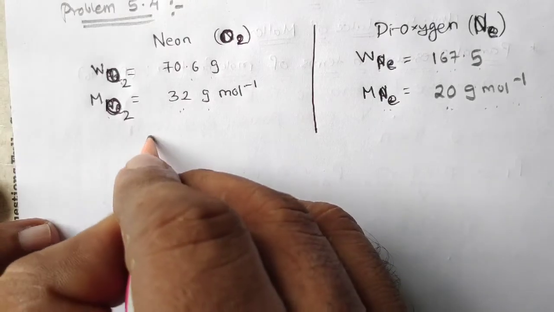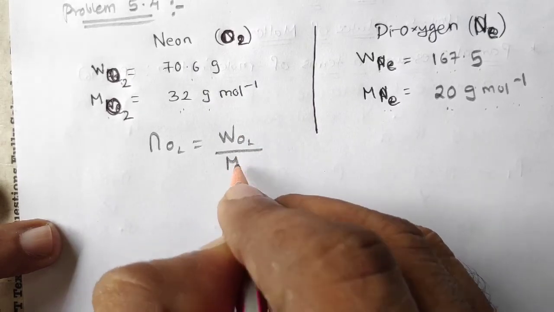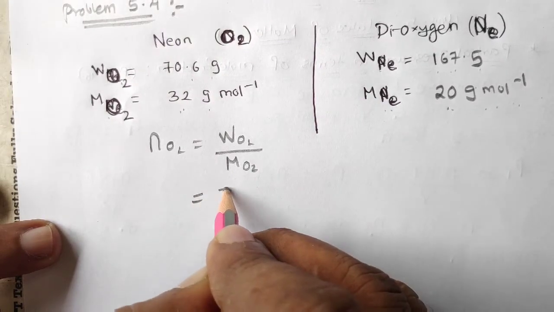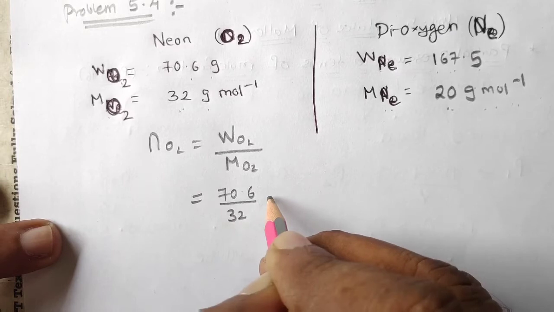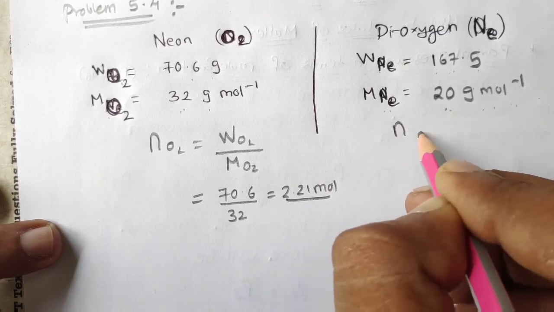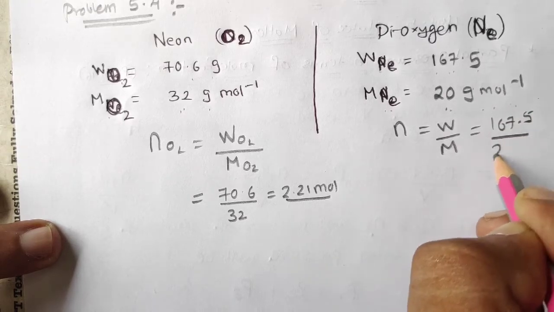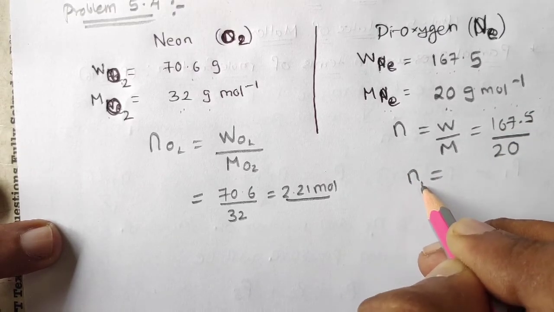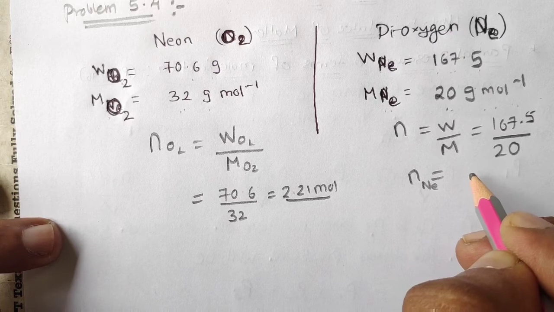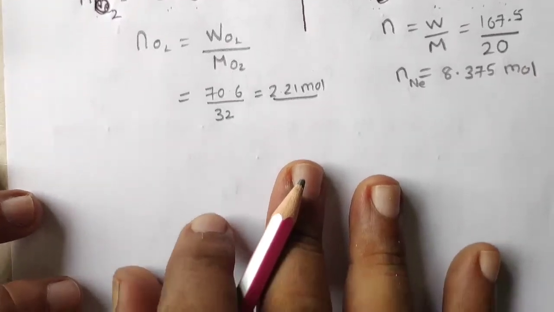Now we know the formula: number of moles of O2 is equal to W, the mass of O2, upon the molar mass of O2, right? So that is 70.6 divided by 32, which is equal to 2.21 mole. In the same way, you can calculate the moles of neon as W by M, that is 167.5 divided by 20. So the number of moles of neon will be 8.375 mole, right?